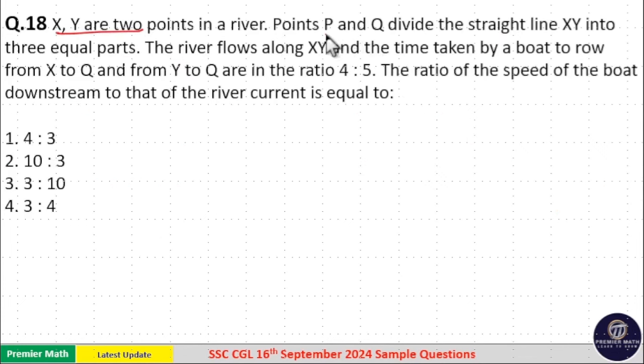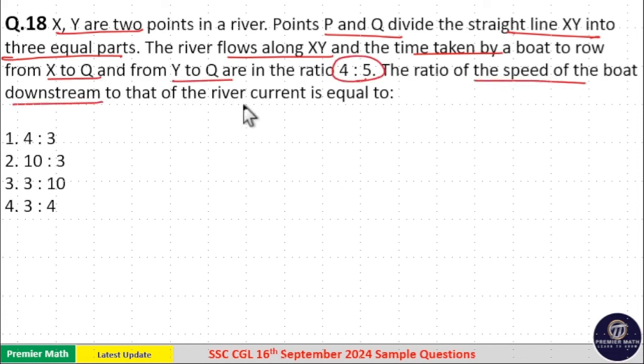XY are 2 points in a river. Points P and Q divide straight line XY into 3 equal parts. River flows along XY and time taken by boat to row from X to Q and Y to Q are in the ratio 4 is to 5. The ratio of speed of the boat downstream to that of river current is equal to. Downstream means flows along the direction of river. That is speed of boat in still water plus speed of stream. River current means speed of stream.